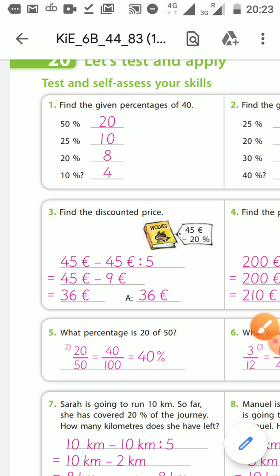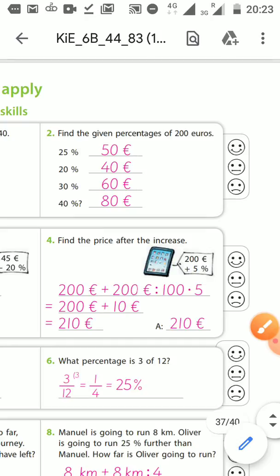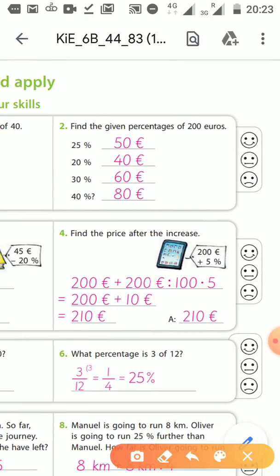Okay, just move those. Question 2, find the given percentage of 200 euros. So this is a slightly bigger number here, but it's the same principle. 200 divided by 4 for 25% is 50, divided by 5 is 40 euros. 30% is a bit trickier. So what I would do is work out 10% of 200 euros, which you know by moving the decimal point to the left is going to be 20 euros. So 10% is 20 euros, then 30% is going to be 60 euros.